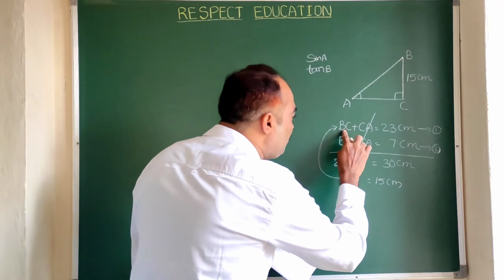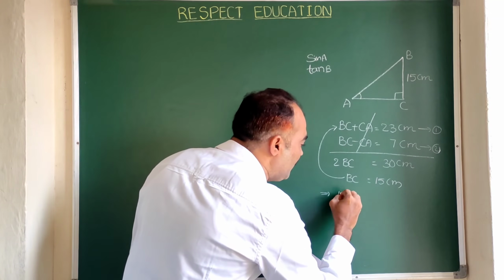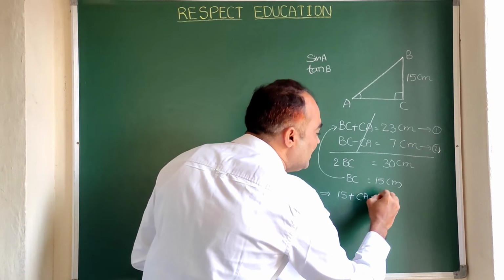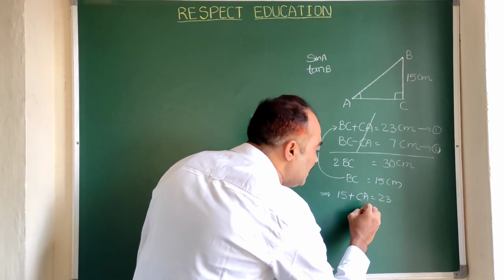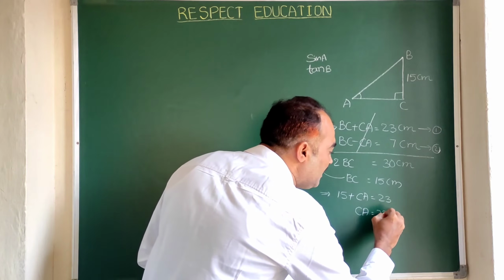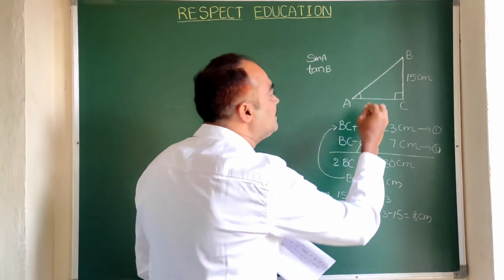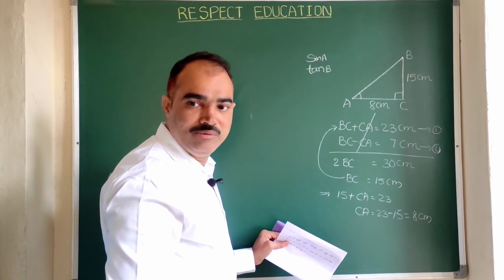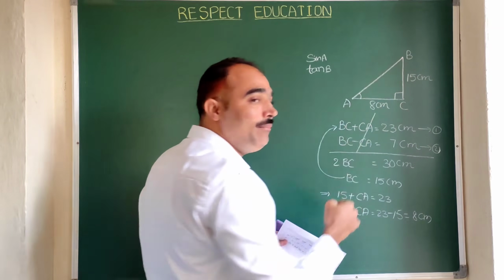Then here what will I get? BC means here 15 plus CA, I am writing CA as it is equal to 23 centimeter. Let us send 15 that side. So CA is equal to 23 minus 15 is 8. So CA is 8 centimeter. If we know these two sides, can we find AB or not?